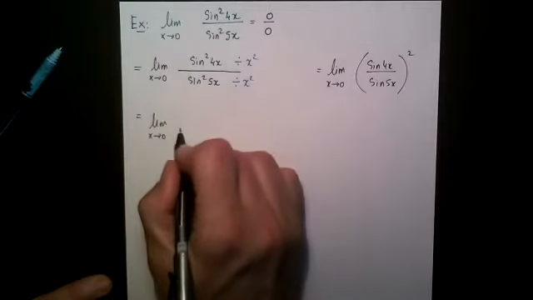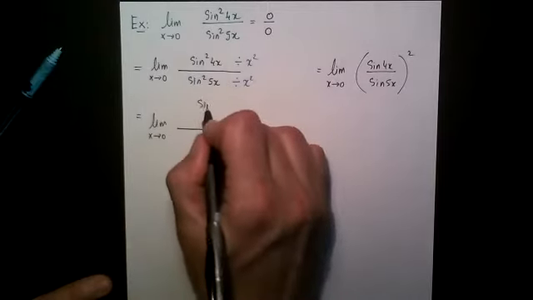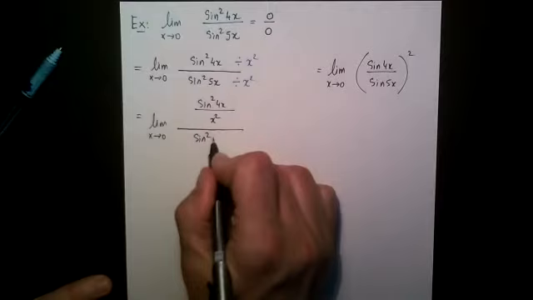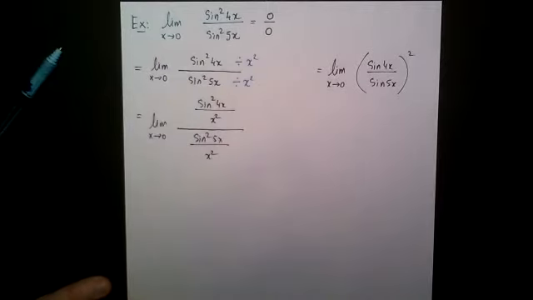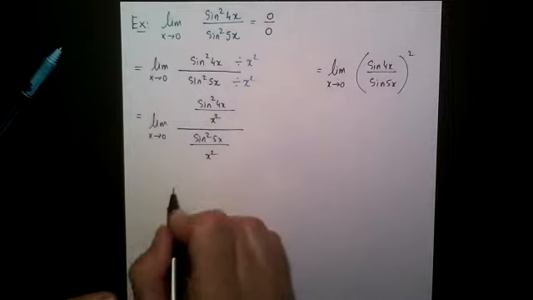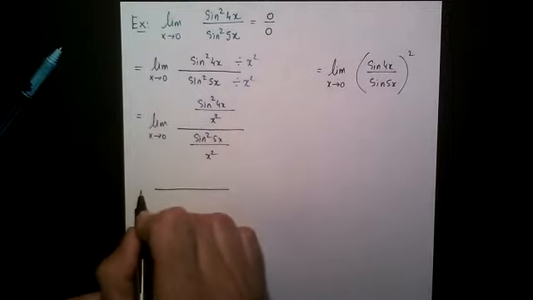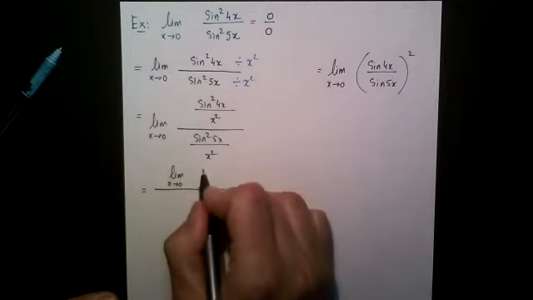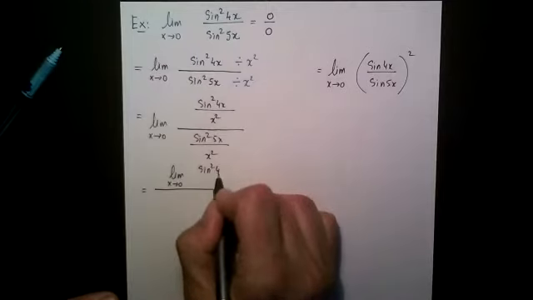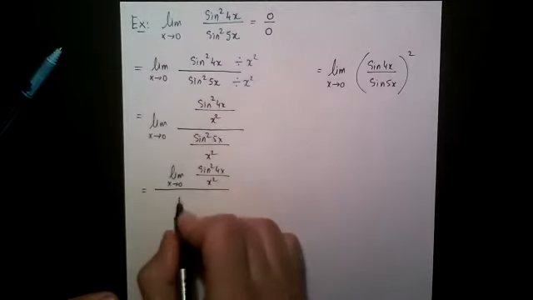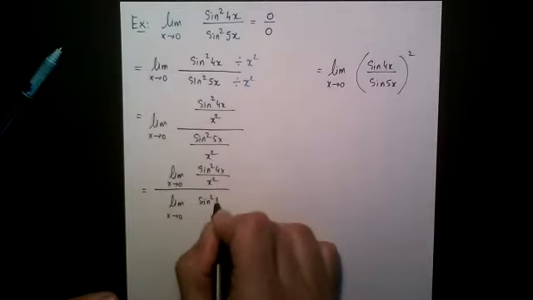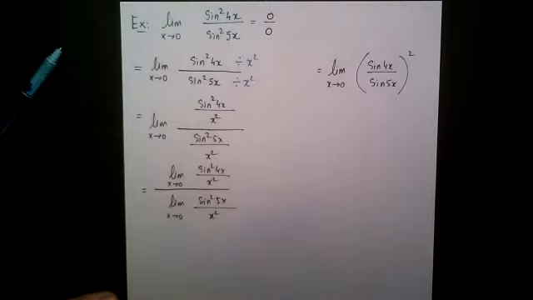Okay, so here we have the limit as x approaches 0, and on top I will have sine squared of 4x over x squared, and on the bottom I will have sine squared of 5x over x squared. Good. And then I will put the limit inside. So it's the limit as x approaches 0 of sine squared 4x over x squared, and on the bottom the limit as x approaches 0 of sine squared 5x over x squared. Okay, so far?